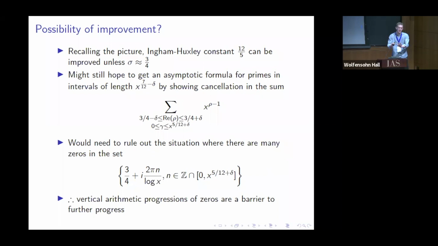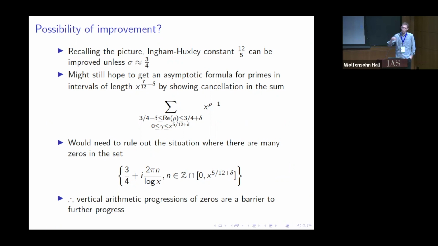Maybe here, I don't know if this is a coincidence, I don't know if there's something deeper here, but this has a little bit of similarity to what Hugh was talking about in his talk on Tuesday, where a Siegel zero forces certain other zeros of L-functions to be in arithmetic progression, things like this. I'd be very interested if anyone has ideas about deeper connections here. But the takeaway is that vertical arithmetic progressions of zeros are messing things up.